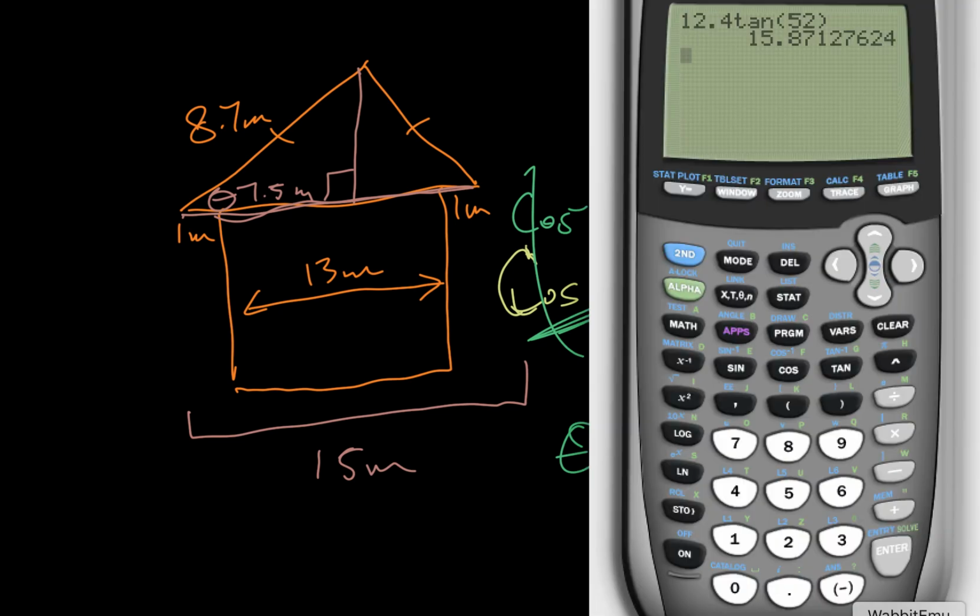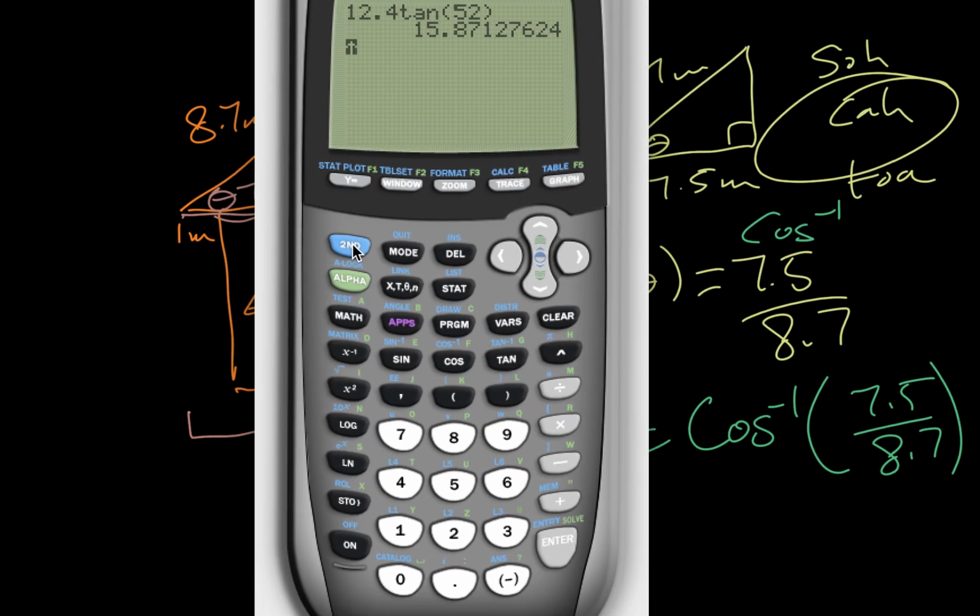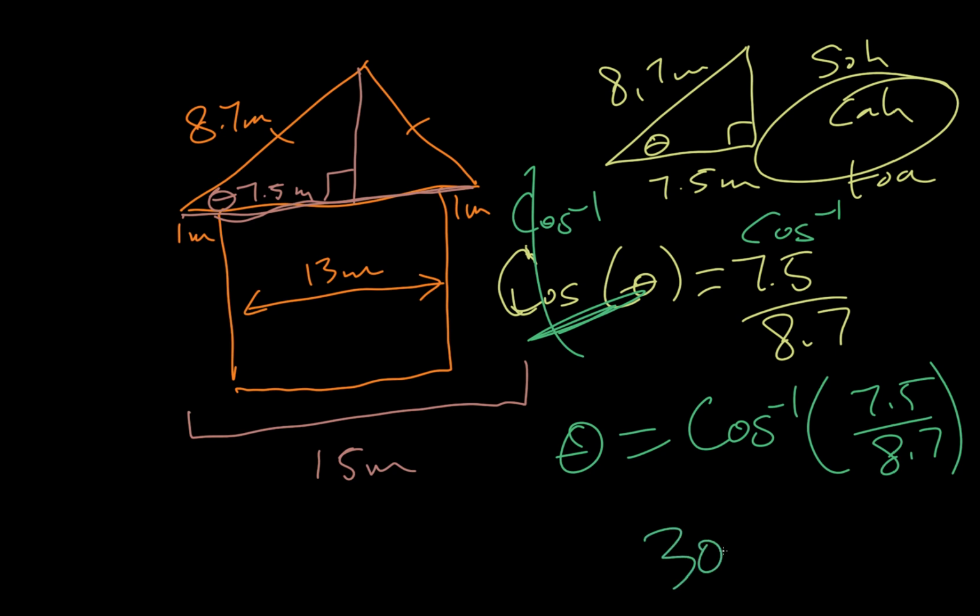We go to our calculator. We say second cosine to bring up the inverse cosine. And then we do 7.5 divided by 8.7. And we end up with 30.5. And so we just say the pitch of the roof is approximately 30.5 degrees.